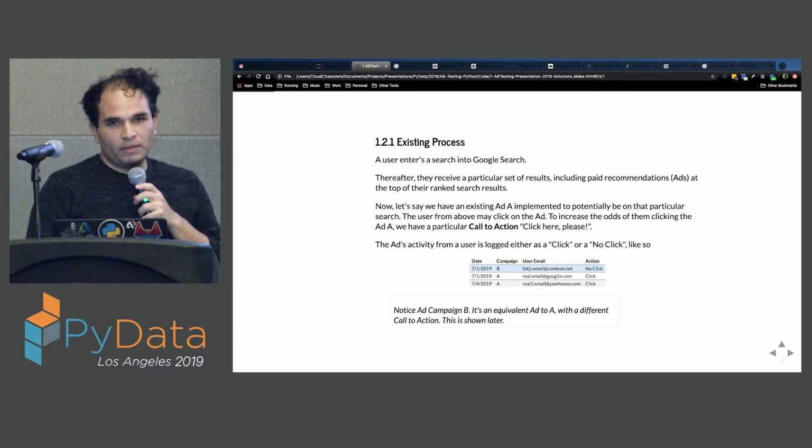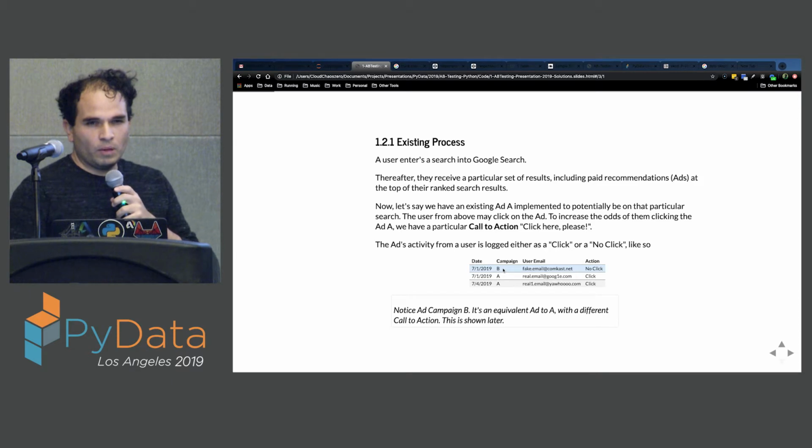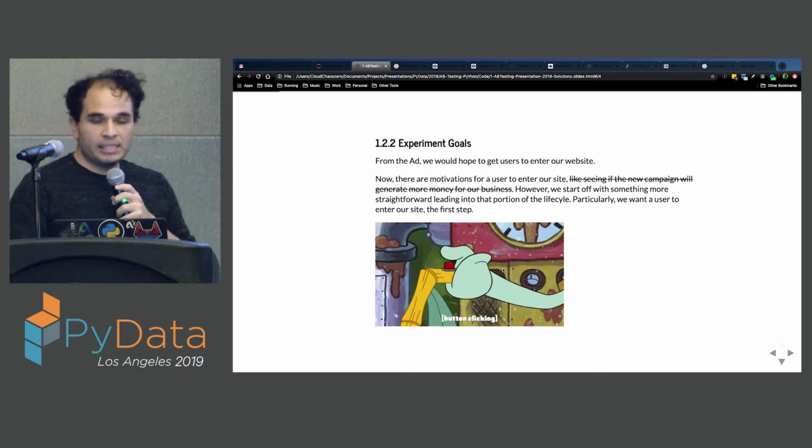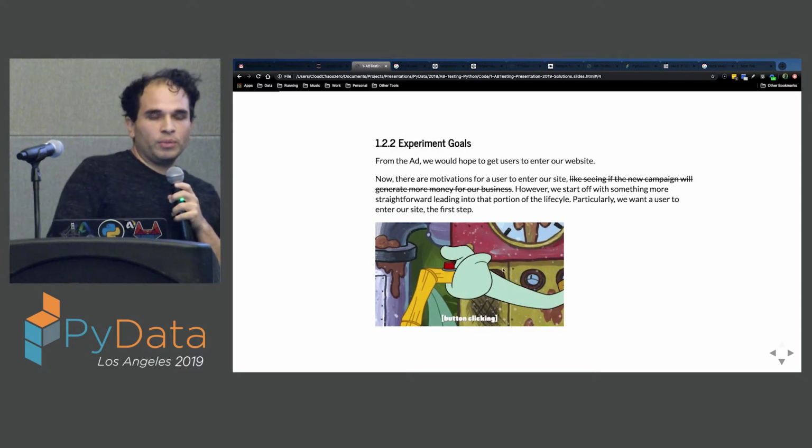And then similarly for that ad campaign, say we had, if you notice, another campaign called B. We'll talk about campaign B a little bit more in just a brief moment. But that's the existing scenario from a user perspective.